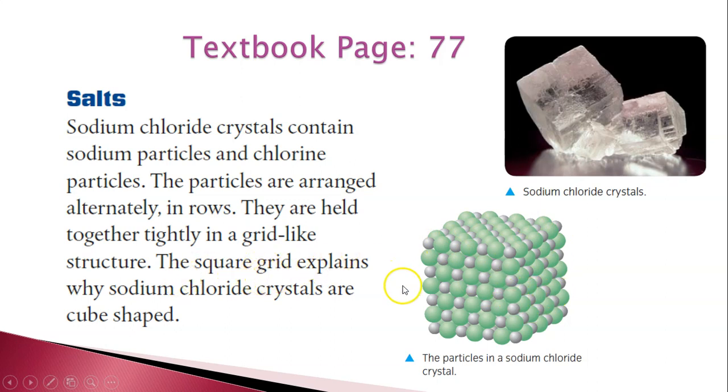The square grid explains why sodium chloride crystals are cube shaped. As we already discussed in the previous class, sodium chloride crystals are cube shaped. What we get is powdered table salt, but actually the structure is cube shaped. We are powdering this structure, making powder from it. So the square grid is the structure of sodium chloride, and because of this structure, sodium chloride is cube shaped.